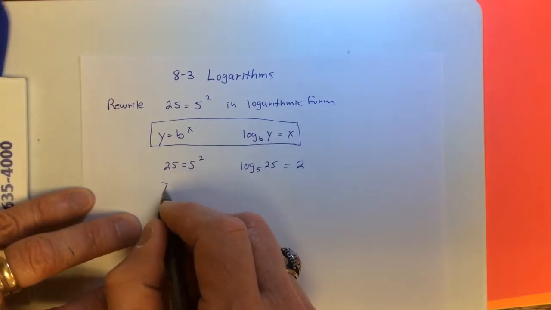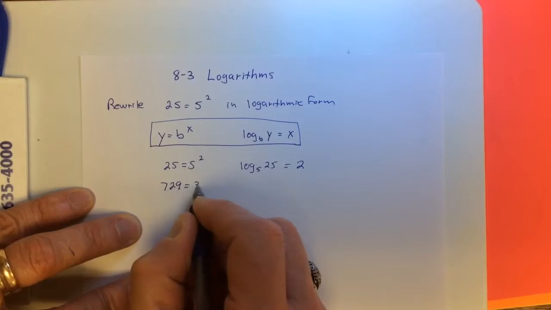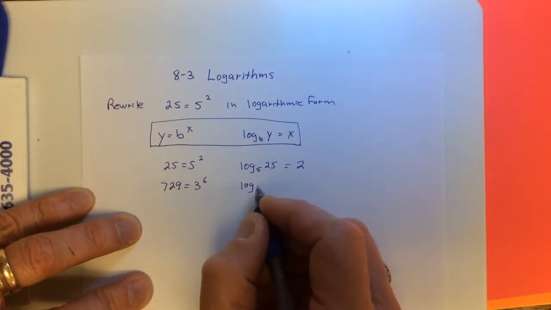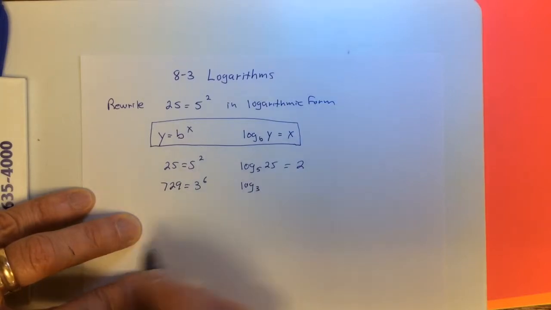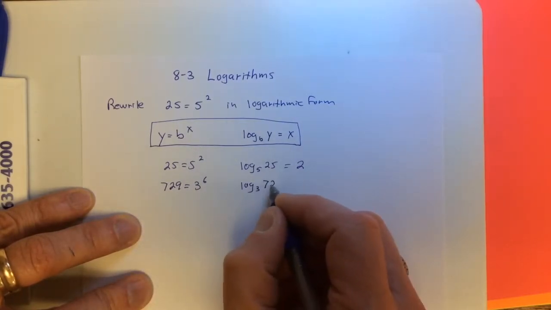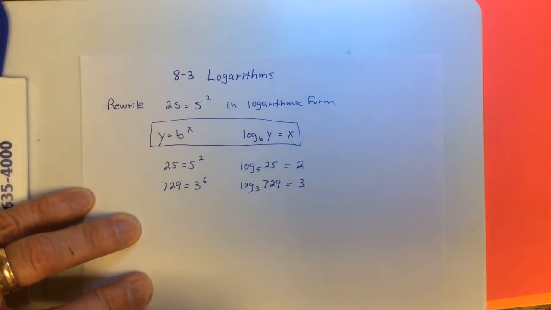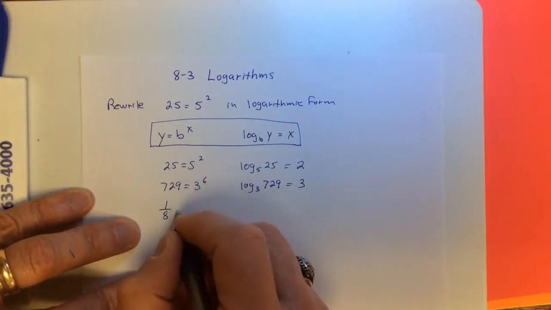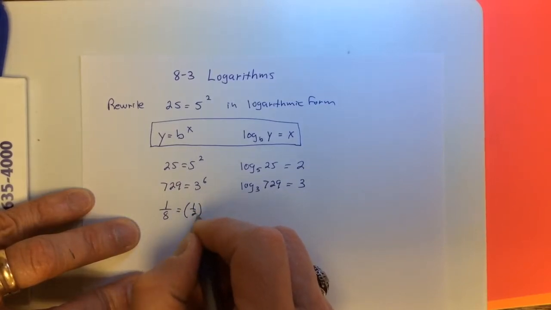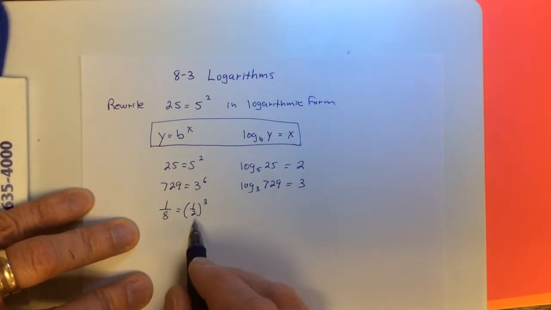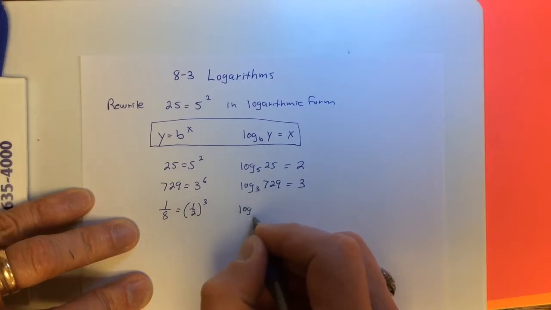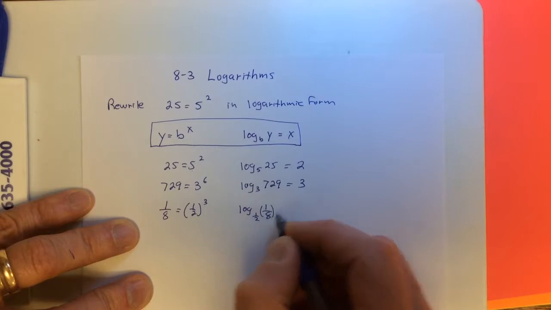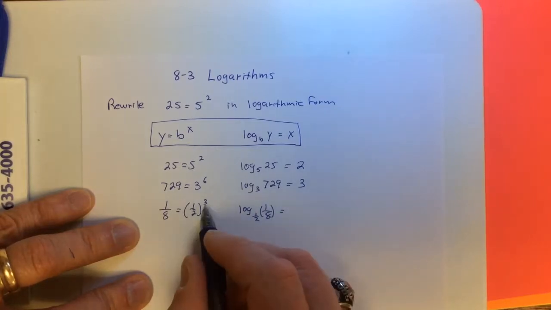Another problem. 729 is equal to 3 to the 6th power. So the logarithm base 3 of 729 is equal to 6. So look at this one. Deal with a fraction. 1/8 is equal to 1/2 cubed. So the base is 1/2. So I write the log base 1/2 of 1/8, and that equals the exponent, 3.